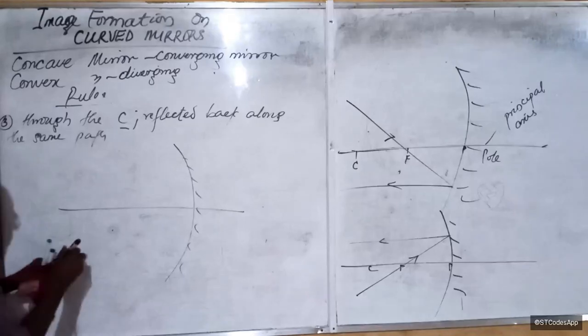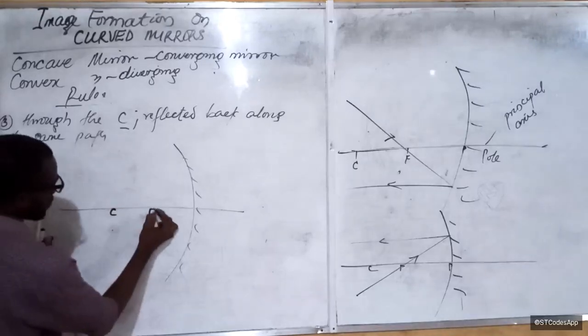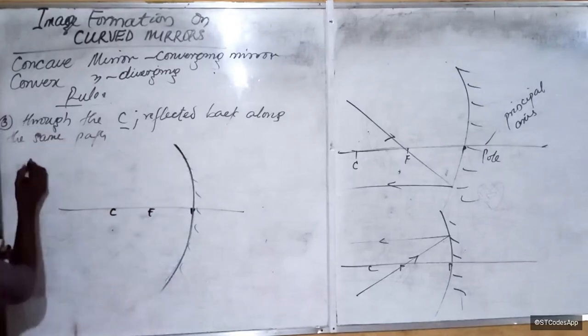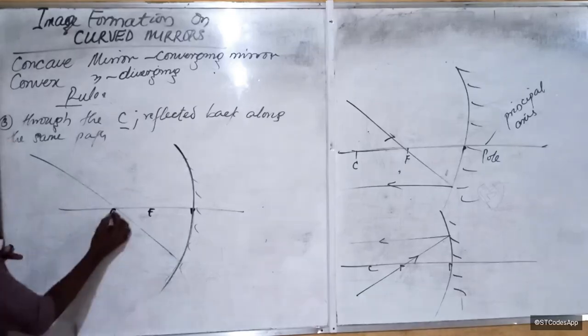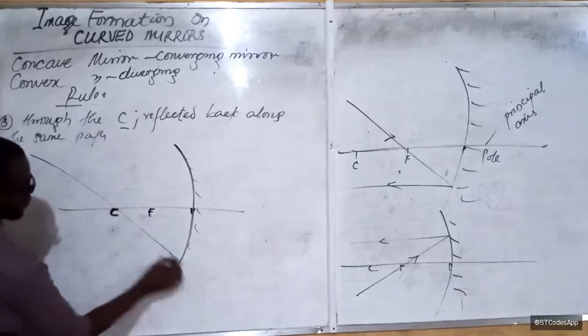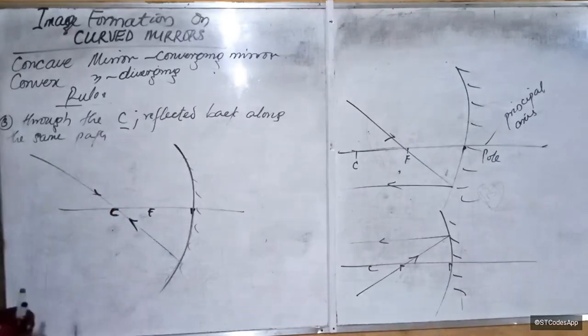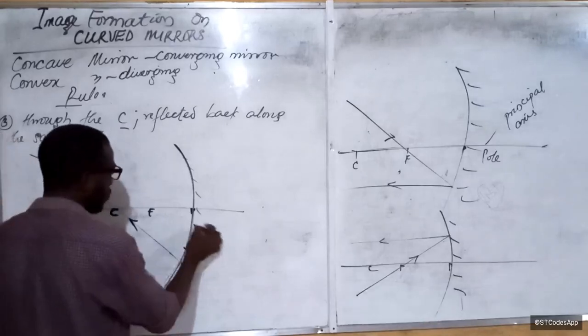So I have my center of curvature here, for example. I have my focus here and my pole here. So if you draw a ray of light to pass through the center of curvature, by the time it is reflected, it will go back along the same path. And this is so because of this.